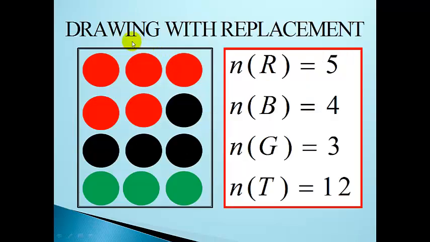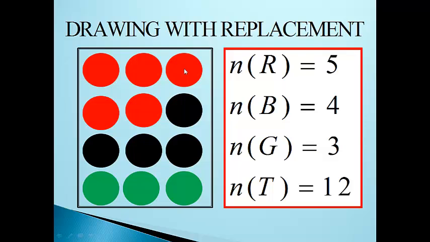Now we have drawing with replacement. When you say drawing with replacement, what you mean is, assuming you have a set of balls of different colors in a box as shown, drawing means we are taking a ball out. With replacement means that assuming we are taking 2 balls from this box, when we take the first ball, before we take the second, we put back the first before the second is taken. That's the meaning of drawing with replacement.